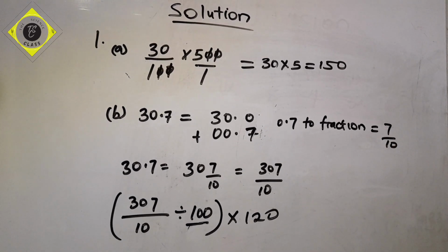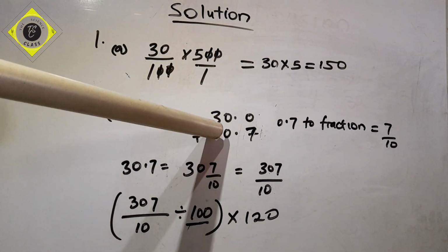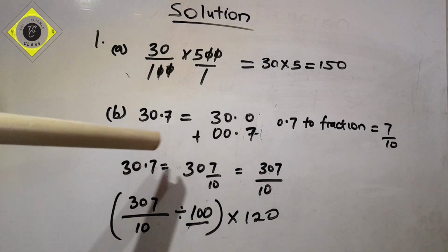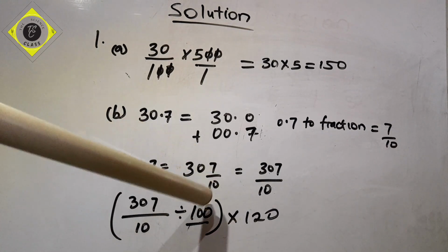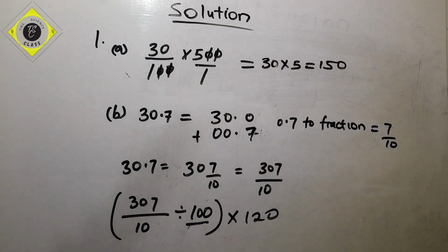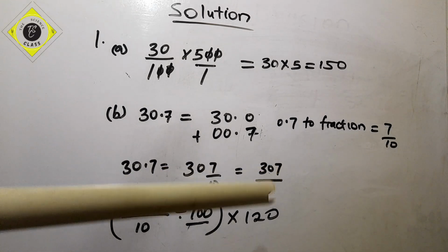So if you now make that 30 plus 7 over 10, because 30 plus 0.7 is 30.7. By the time you convert it to a fraction, it will turn to 37 over 10. And by the time you change it to an improper fraction, it gives you 307 all over 10. If you don't understand how we got this, then you need to go and watch my lecture on types of fractions, understanding fractions. So now we have 307 over 10.